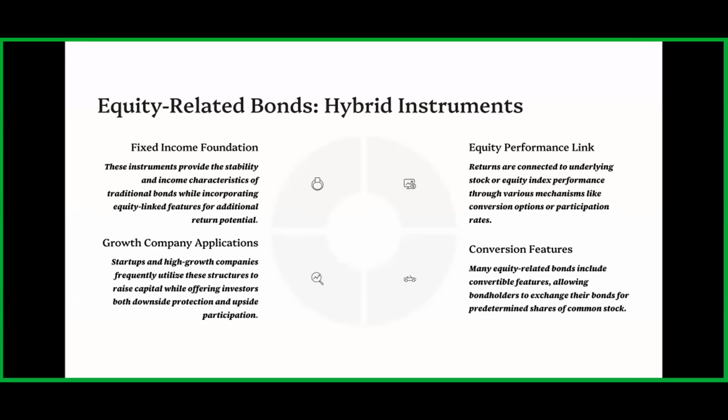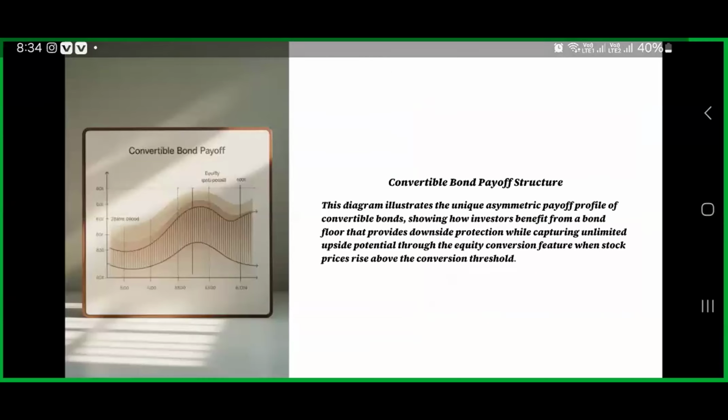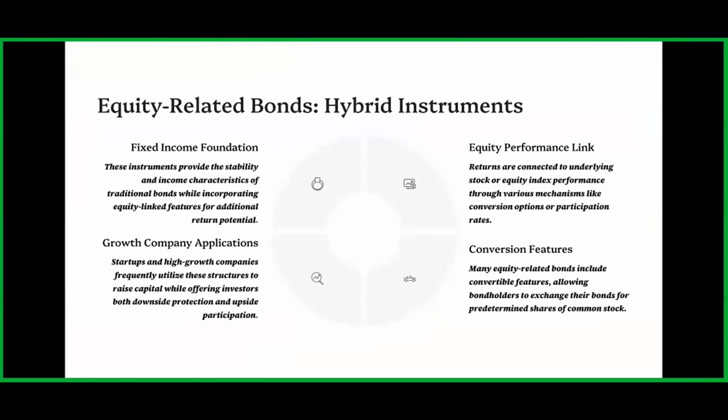Okay, what are the features of the equity related bonds? First, the fixed income foundation. That means this instrument provides the stability and income characteristics of traditional bonds while incorporating equity linked features for additional return potential. Next, the growth company application. That means small startups and high growth companies frequently utilize this structure to raise capital while offering the investor both downside protection and upside participation.